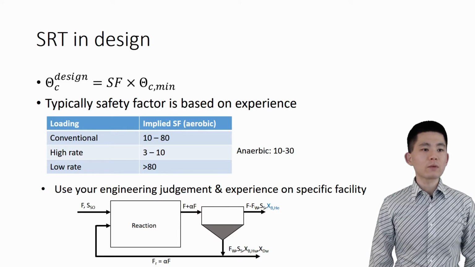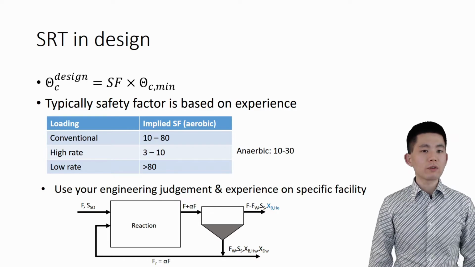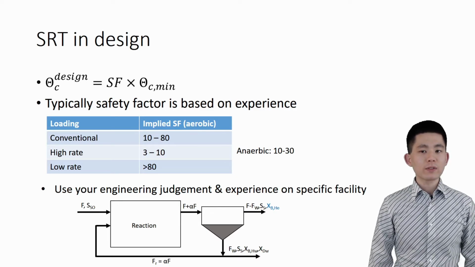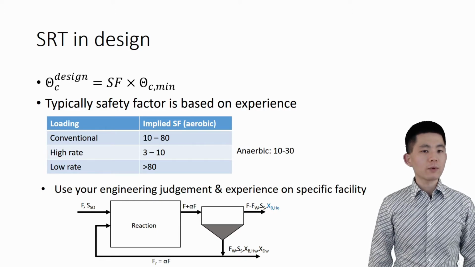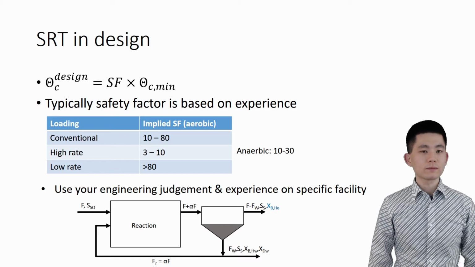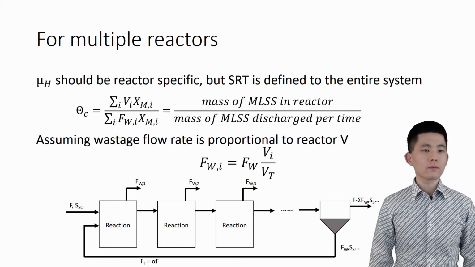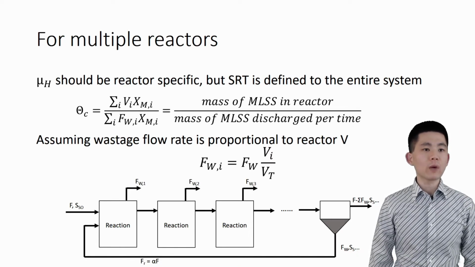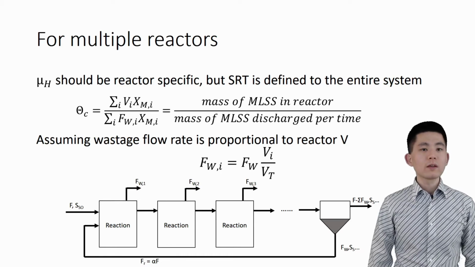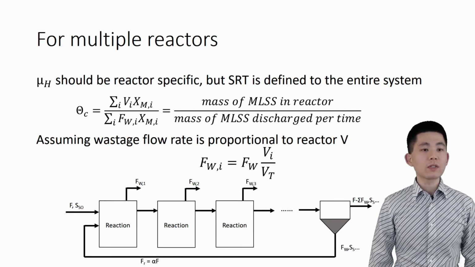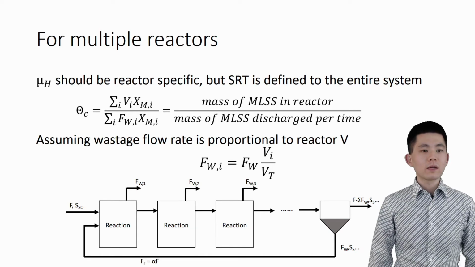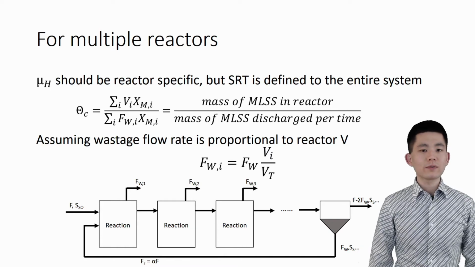When you are designing a reactor, you need to make engineering judgment based on feed characteristics, flow fluctuation, regulation, footprint, capital, and operating budgets. But for a system with multiple reactors in series, such as the 5-stage Bardenpho reactor designed for biological nutrient removal, the specific growth rate is reactor-specific as the substrate concentration in each reactor varies. SRT, on the other hand, is defined for the entire system.